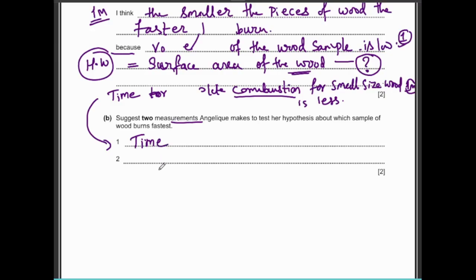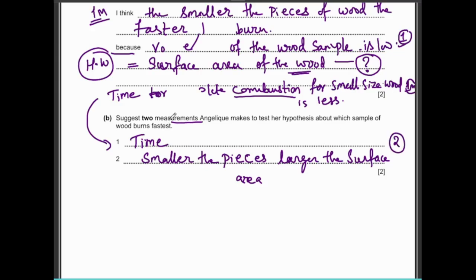Shall I give you? Fine, let's put it. The smaller the piece of wood, the larger the surface area. So smaller the piece, larger the surface area. Okay, this is one of the very important questions here. So here you get 2 points for this one. Time for complete combustion, guys, here.